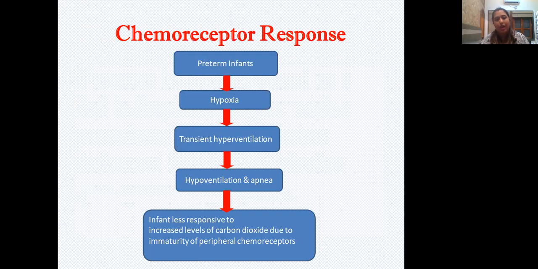And why is it so? Because the infant is less responsive to increased levels of carbon dioxide due to immaturity of the peripheral chemoreceptors. In term babies or in younger children or adults, as soon as there is a hypercarbia and acidosis, we will immediately send the positive feedback to respiratory center, start breathing more, balance the oxygen. But here that is not going to happen.